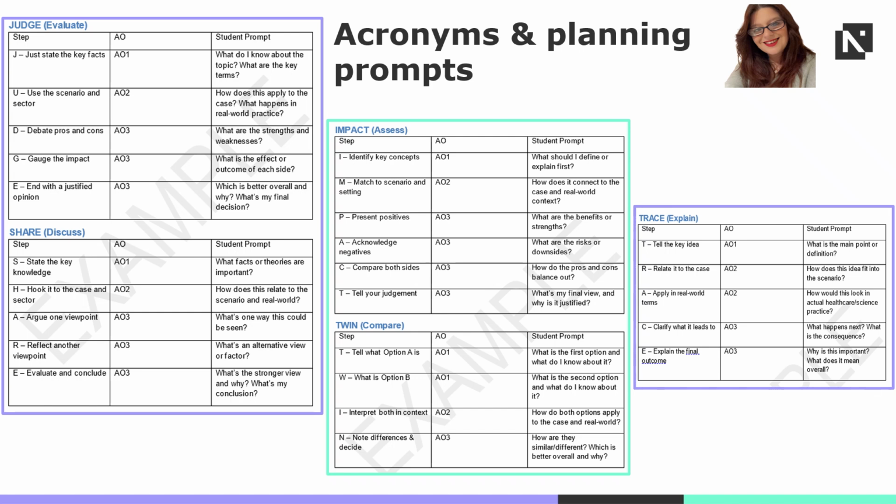Impact guides students through assessing a topic by identifying key ideas, linking to context, and analysing both sides before reaching a conclusion. Trace is great for explanation-style responses, helping learners move from a definition to a real-world application and a consequence. Share supports structured discussion by encouraging balanced reasoning. And Twin is useful for comparison tasks, prompting students to weigh up two options, both clearly and fairly.